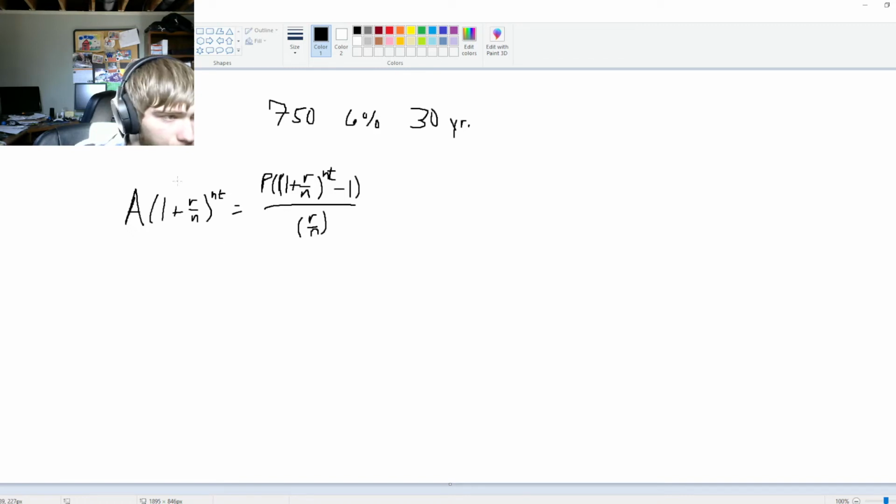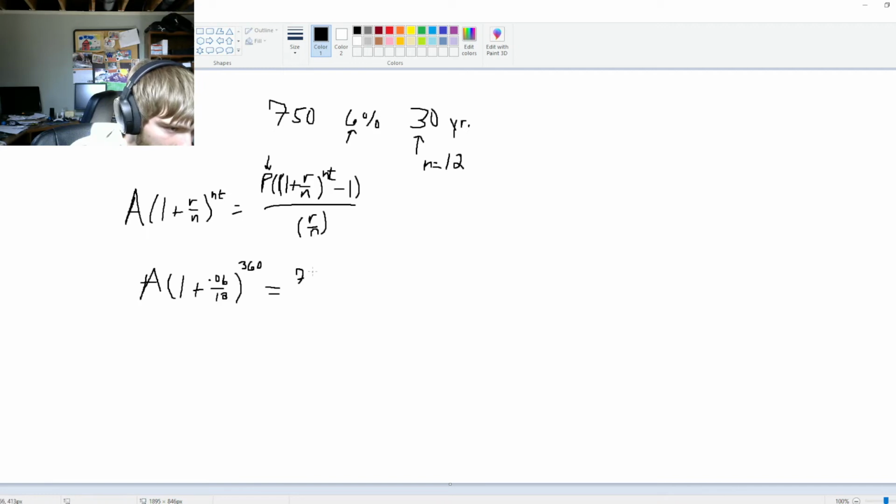And now, we know the P value, we know the R value right here, we have the t value, and n equals 12 because it's 12 times a year because it's monthly. And so now if we plug in all the numbers, we aren't going to have anything over here. We're just going to have A times (1 plus 0.06 over 12) to the 12 times 30, which is 360, equals 750.